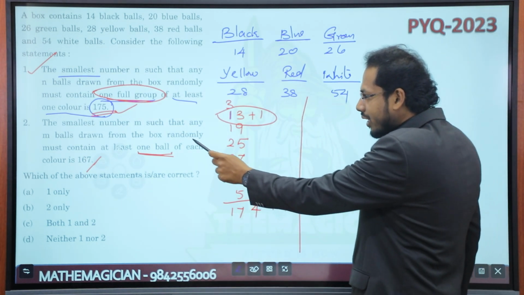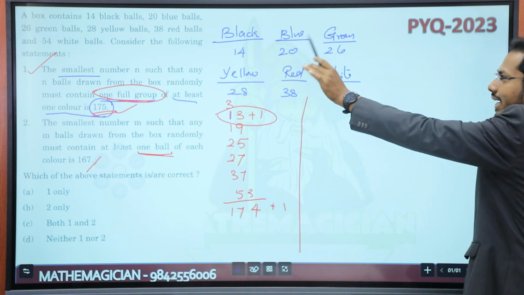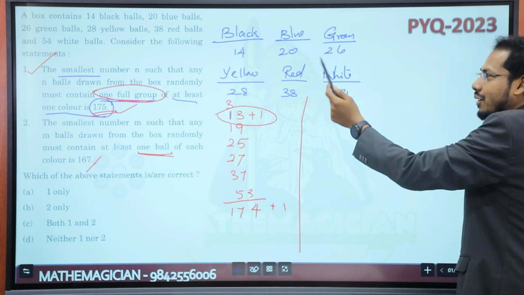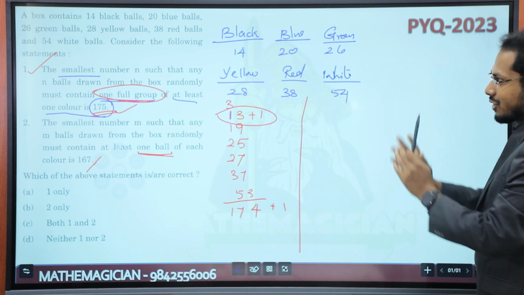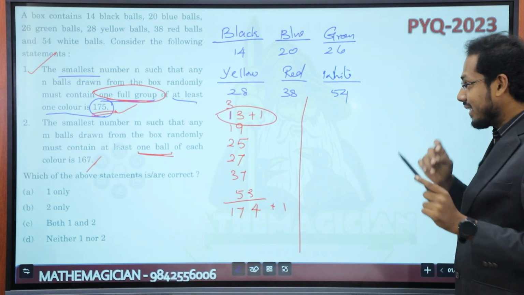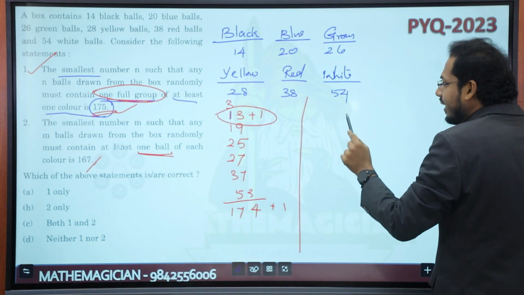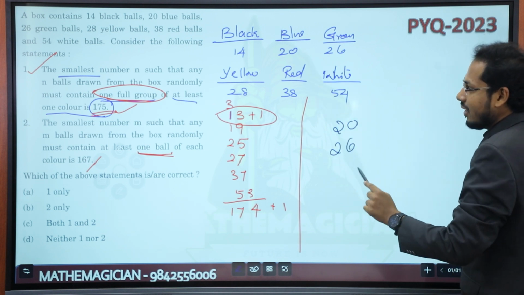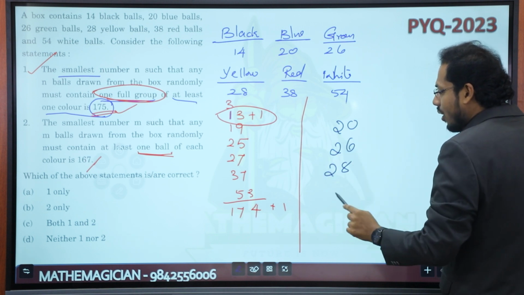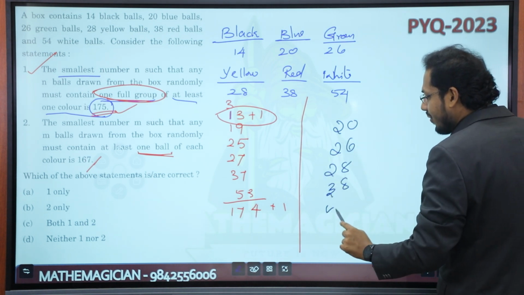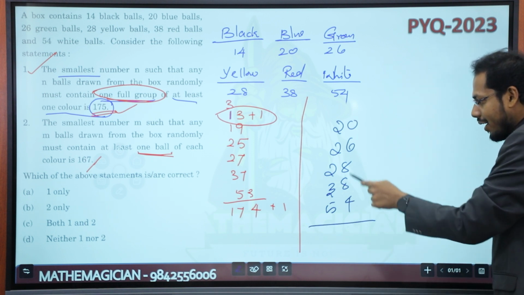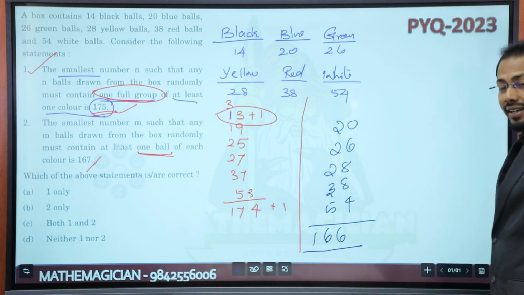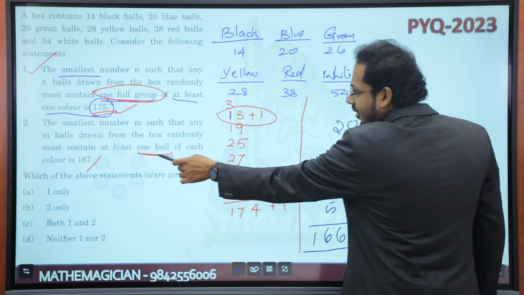See, if they are talking about one ball, let me leave any one from this. Again, I am going to take the worst case. You can leave black or blue or green or yellow, red or white, but I am going to leave the first one, 14. Why am I leaving 14? I will explain that later. Look at this. Take all 20 balls from blue, all the 26 from green, all the 28 from yellow, all the 38 from red, all the 54 from white. If you add all these numbers, I will get 166.